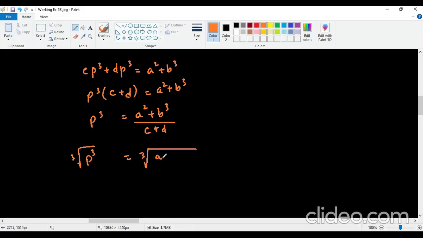I will write a square plus b cube over c plus d. So this is going to be cancelled with this. So the final answer is under root. This is going to be your final answer, and you'll get full marks for this question. C plus D.